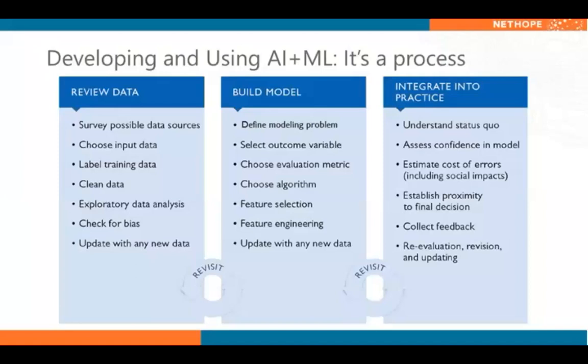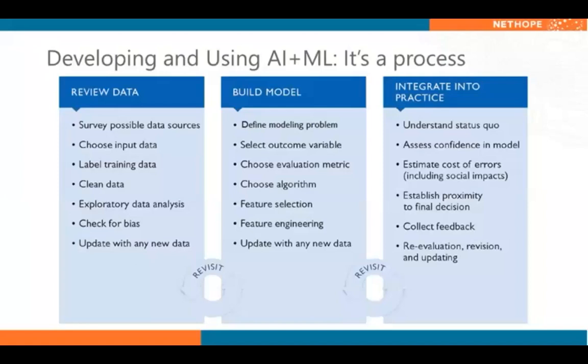The last step often gets skipped over, but it's a really critical step as well, and that's integration into practice. This is about considering where the model will go, who will use it, and how you'll ensure that those who are going to be affected by the model have an opportunity to feed back into the model. The last thing I'd note on this slide is that these little circles at the bottom, the revisit, emphasize that this is all an iterative process. It's never just a straightforward linear start and finish kind of progression. These all need to be revisited as you go along and learn more about your data and the model parameters that you're arriving at.